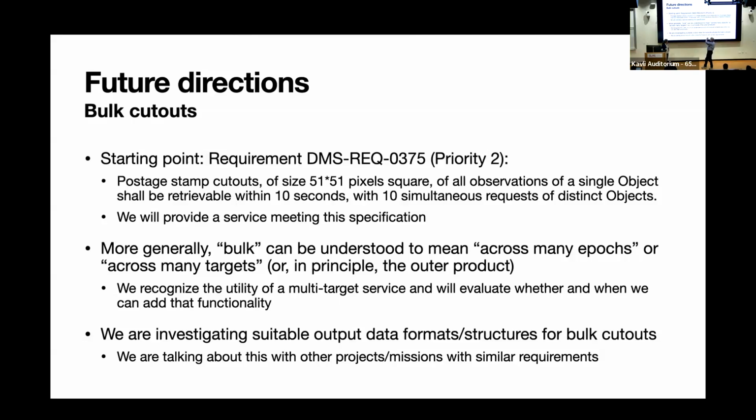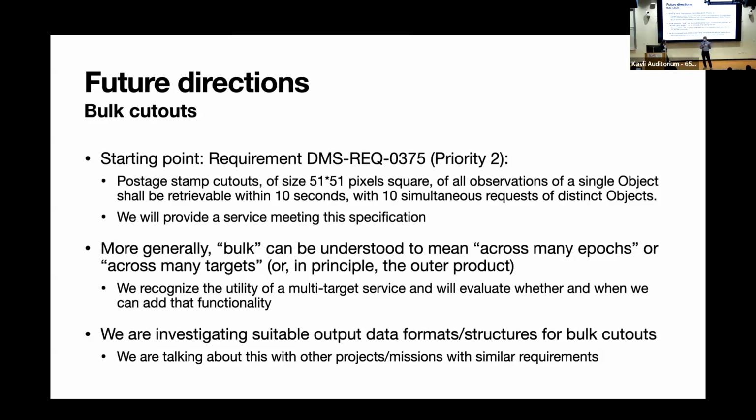So that addresses the use case of many cutouts of the same location in the sky across many epochs. That's the film strip, if you like, associated with a varying source, for instance. So that's the science use case for that. But more generally, obviously, if people are asking for bulk cutouts, they could also mean across many targets. And we recognize the utility of a multi-target service, and we'll explore seeing if we can have that capability as well. So we're looking into suitable output data formats and structures for bulk cutouts.